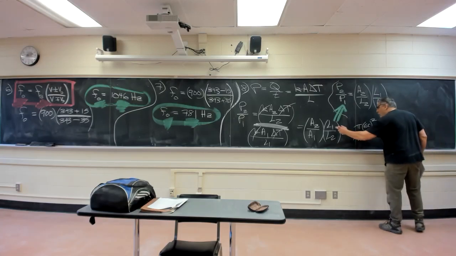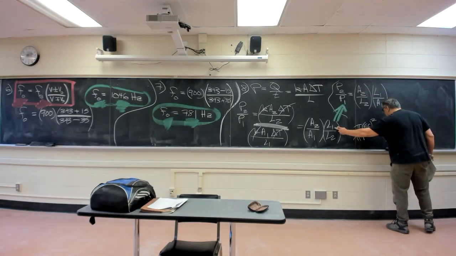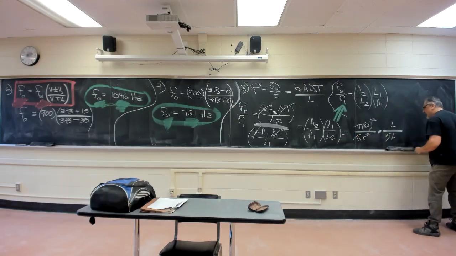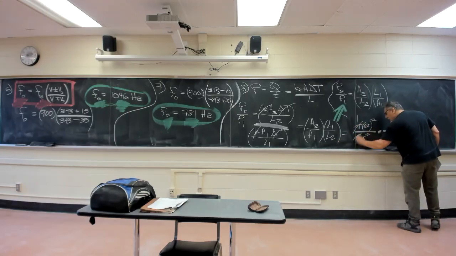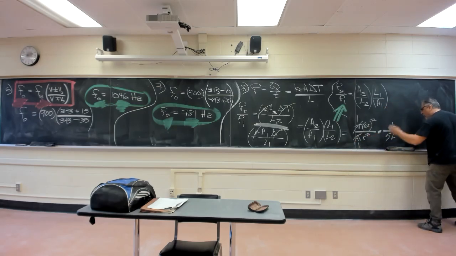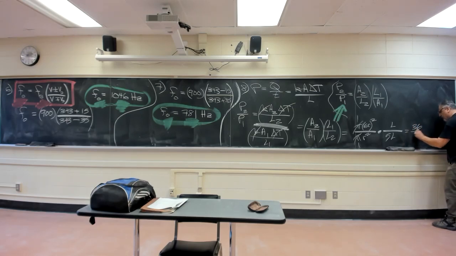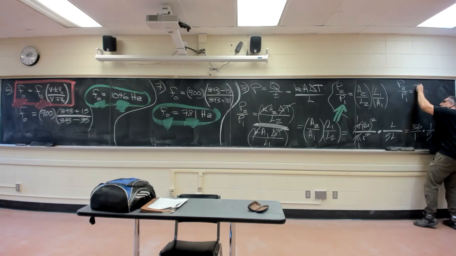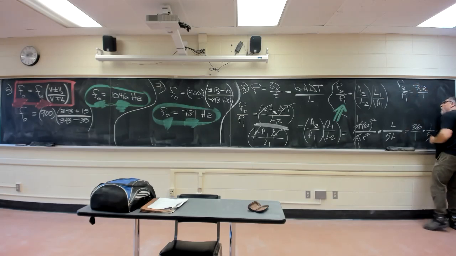The original length is L1. I'll call it L. The other one is 5 times that. You go here. This is 36r squared. This is 1r squared. This is 36 over 1. This is 1 over 5. So 36 over 1 times 1 over 5 equals 36 over 5. That ratio is 7.2. So P2 over P1 is a ratio of 7.2 to 1.